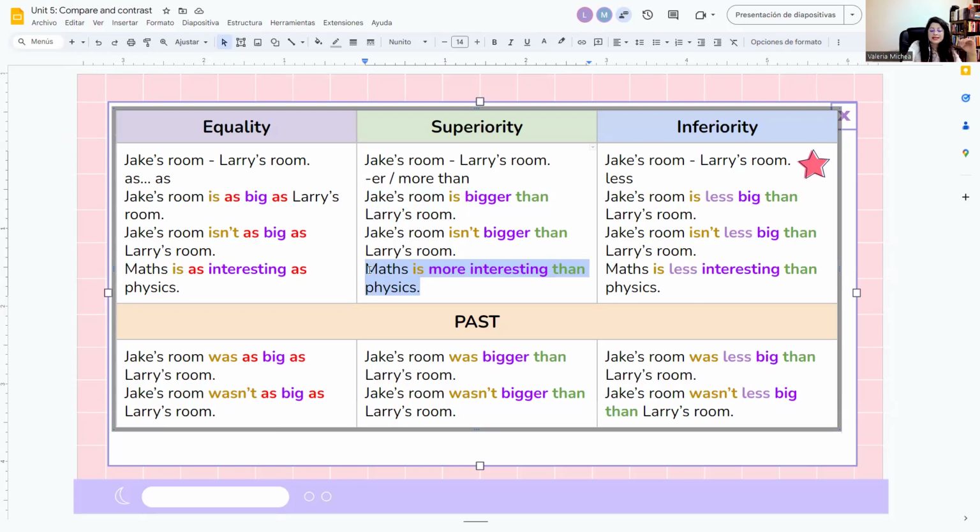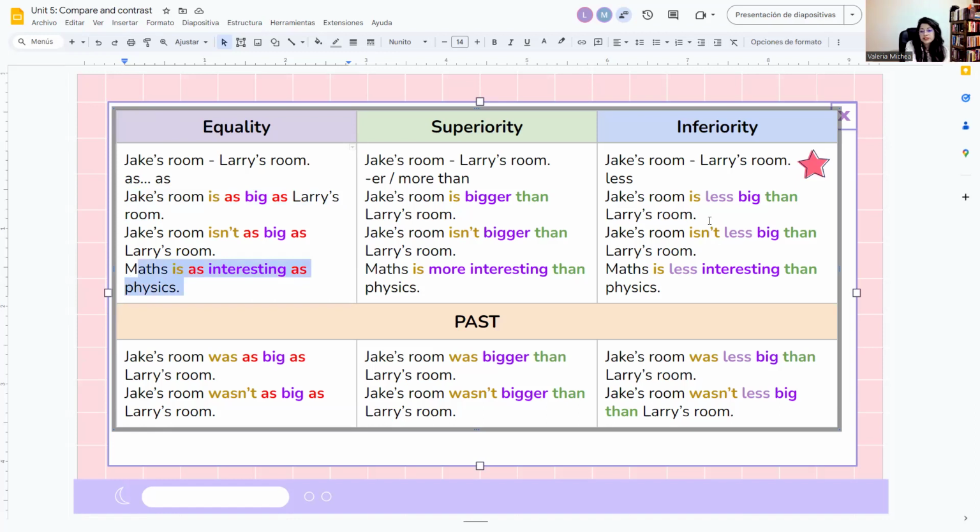Whereas when we talk about equality, we are talking about two things being on the same level. So Jake's room is as big as Larry's room. So both rooms are big enough, the same amount, if you wish, right? So they are on the same level. That's why we talk about equality here. Or maths is as interesting as physics, on the same level.